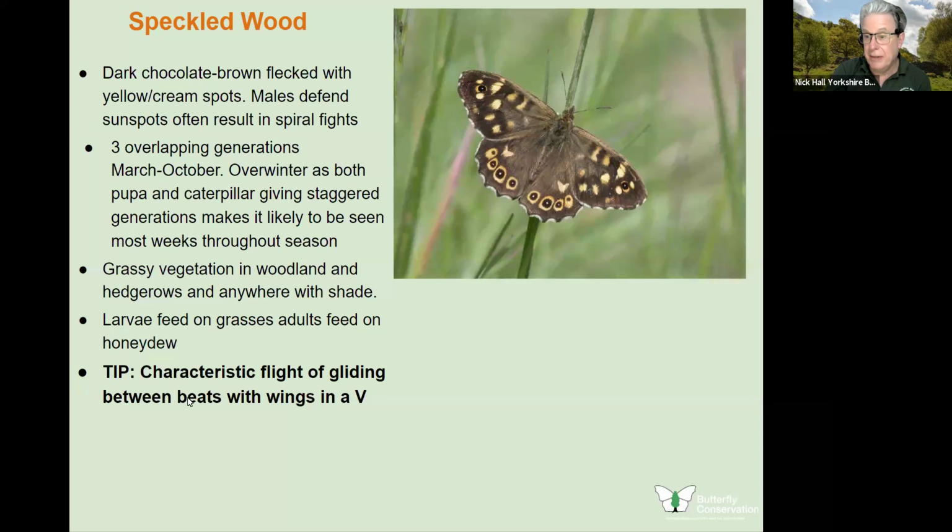And there's a tip I can give you on the flight, and it's quite characteristic, the flight of a speckled wood. It'll beat and then it will glide, and when it glides, the wings are in a V shape. So if you're following one, you'll see a beat, glide, beat, glide, and you see that V shape, and it's very characteristic of speckled wood. I mean, the colour is fairly obvious, but just to double check, if you see that characteristic flight, you've cracked it.